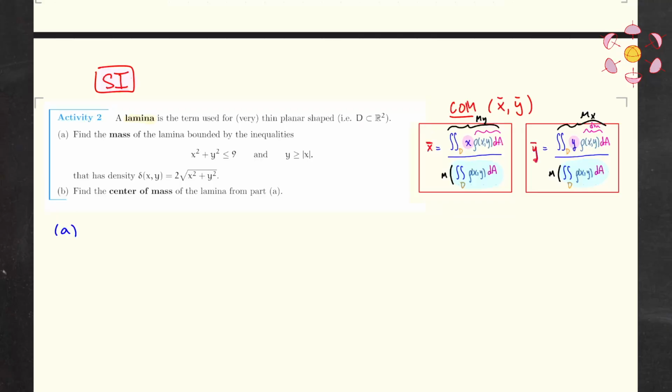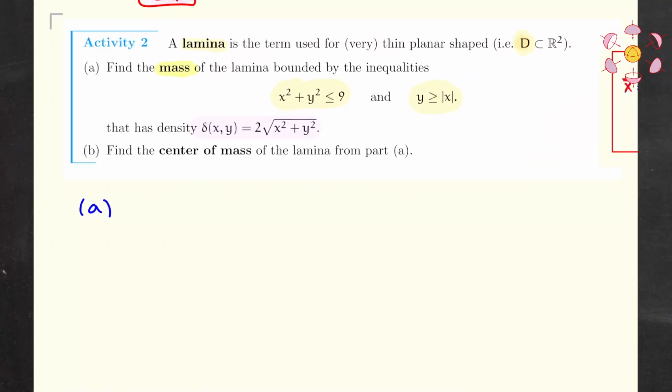Lamina, remember, is going to be our notation for a very thin plate, which we think of as a domain in the plane. All right, what do we have to do? So step one is to find the mass of the lamina bounded by the following inequalities. I've got x squared plus y squared is less than or equal to 9, and y is greater than or equal to the absolute value of x. They also tell us that the density is 2 times the square root of x squared plus y squared. Okay, so let's start with that information.